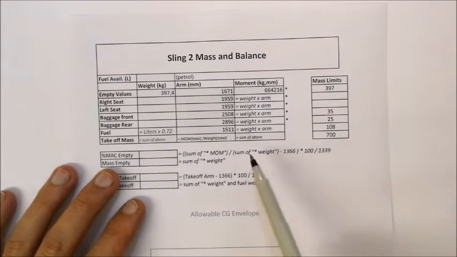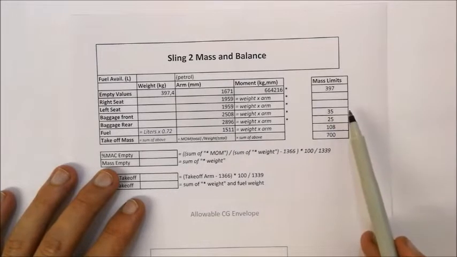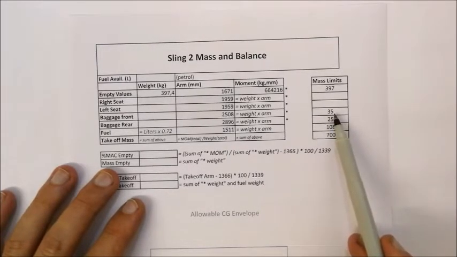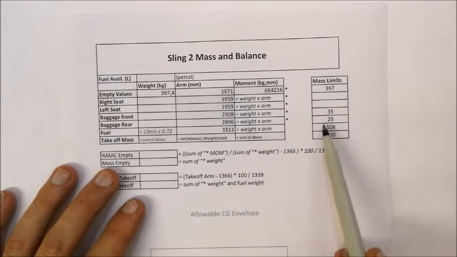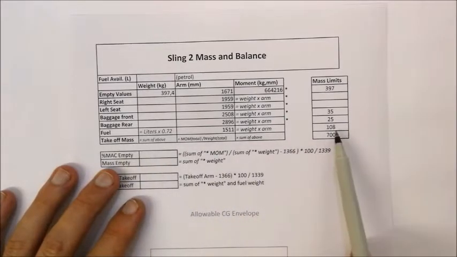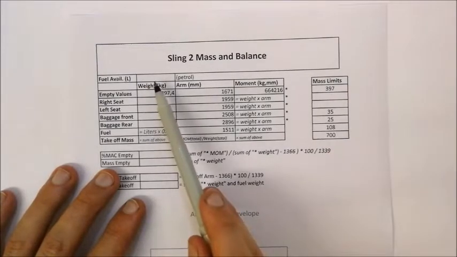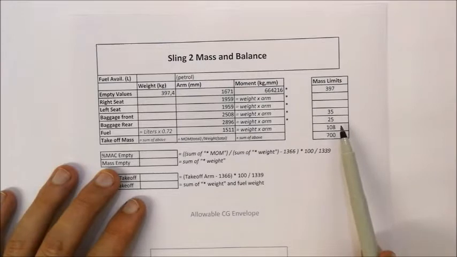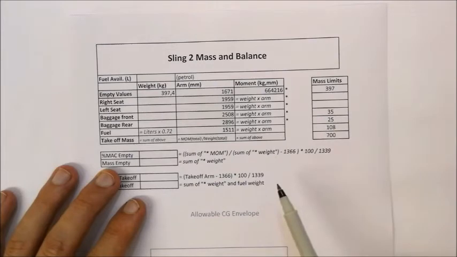It's important to also keep in mind that there are mass limits. So for example, the front baggage can't be more than 35 kgs and the rear baggage can't be more than 25 kgs. At the same time, the fuel cannot be more than 8 kgs. So even though we've got a maximum of 150 liters of fuel that can go into the aircraft, there is a limit in terms of how much weight that fuel can occupy. And then we've got a takeoff mass. It's also got a limit of 700 kgs over there.